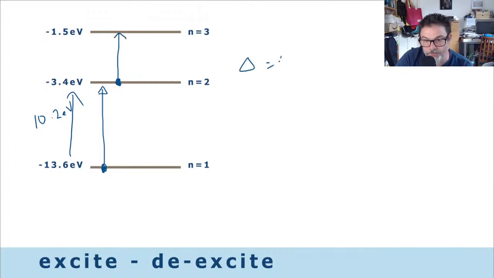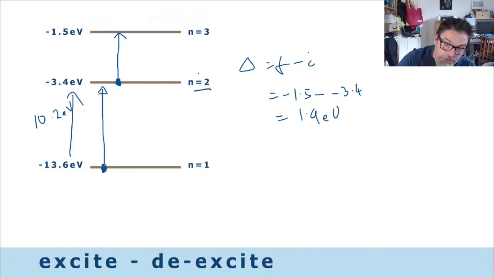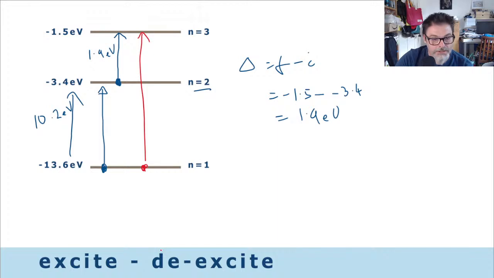Well, we know change is final minus initial, and the final is minus 1.5. Take away the initial, 3.4, and that leaves us with 1.9 eV positive. That means to go from level 2 to level 3 is going to be 1.9 eV. So what do you think it would be if we took an electron and jumped it up from 1 to 3? Well, it's going to need 10.2 plus 1.9, which is a number I can't actually remember off the top of my head, so I'm just going to check my notes. Yep, 12.1. So that is actually 12.1 electron volts.